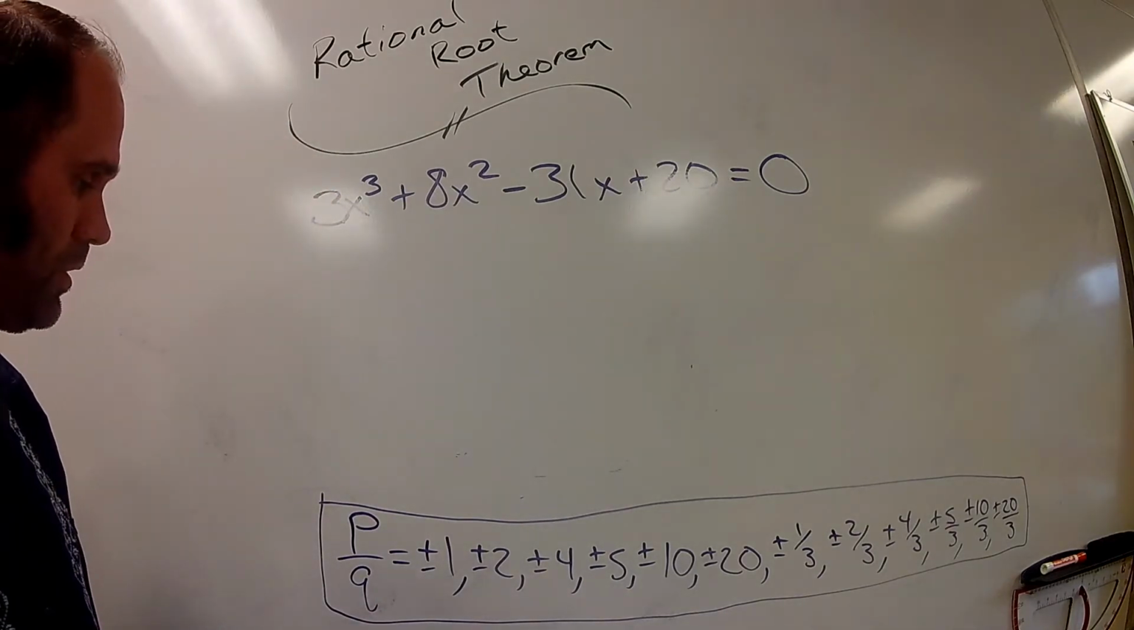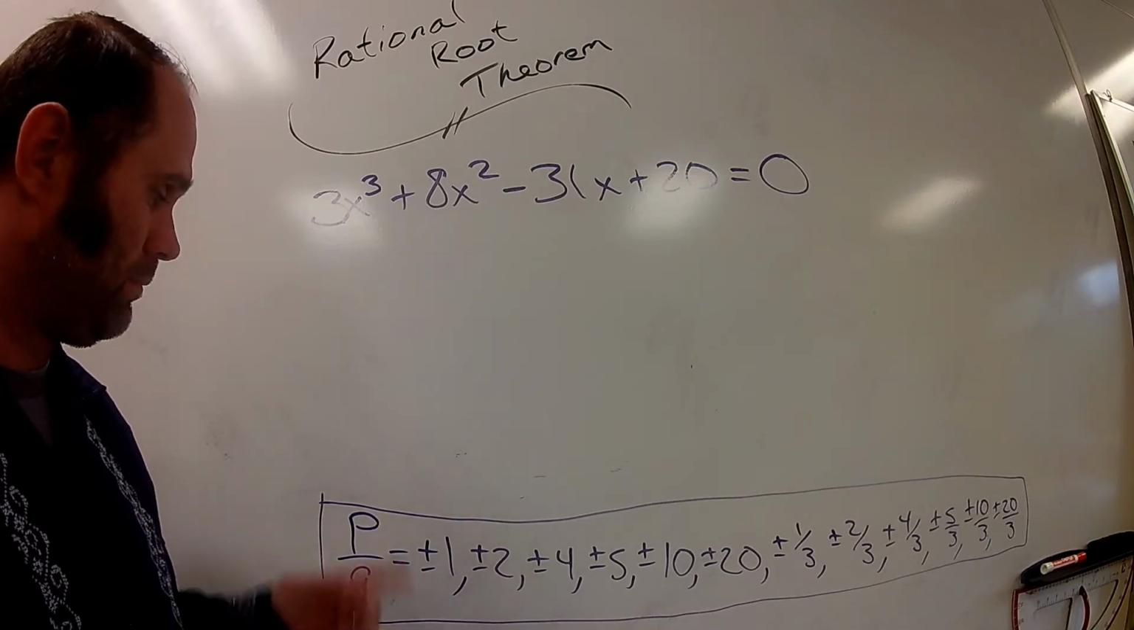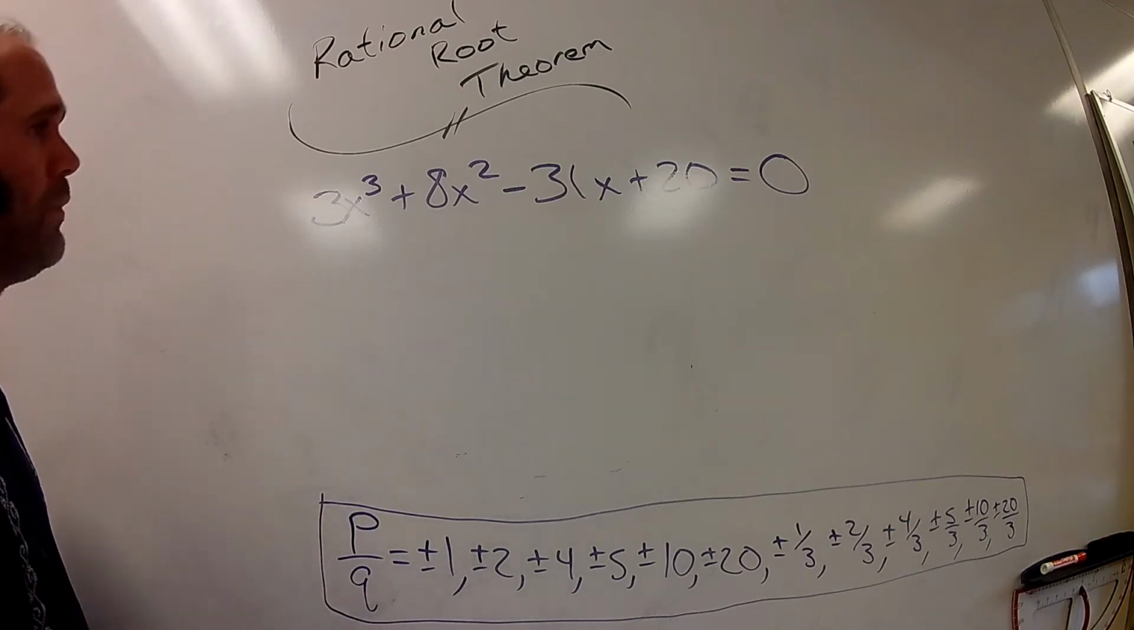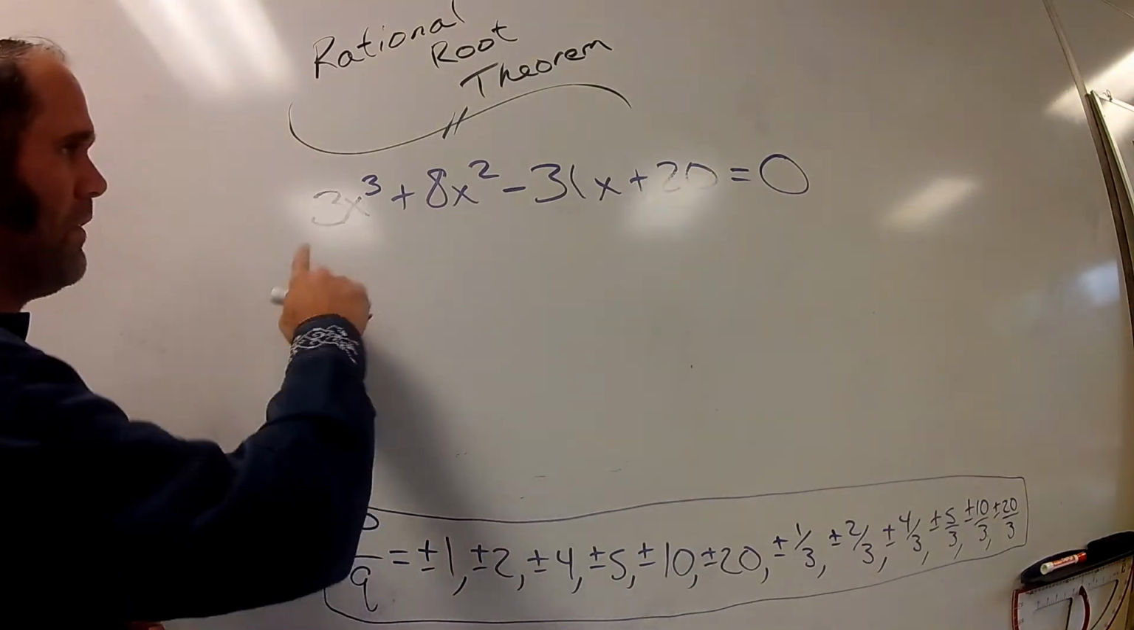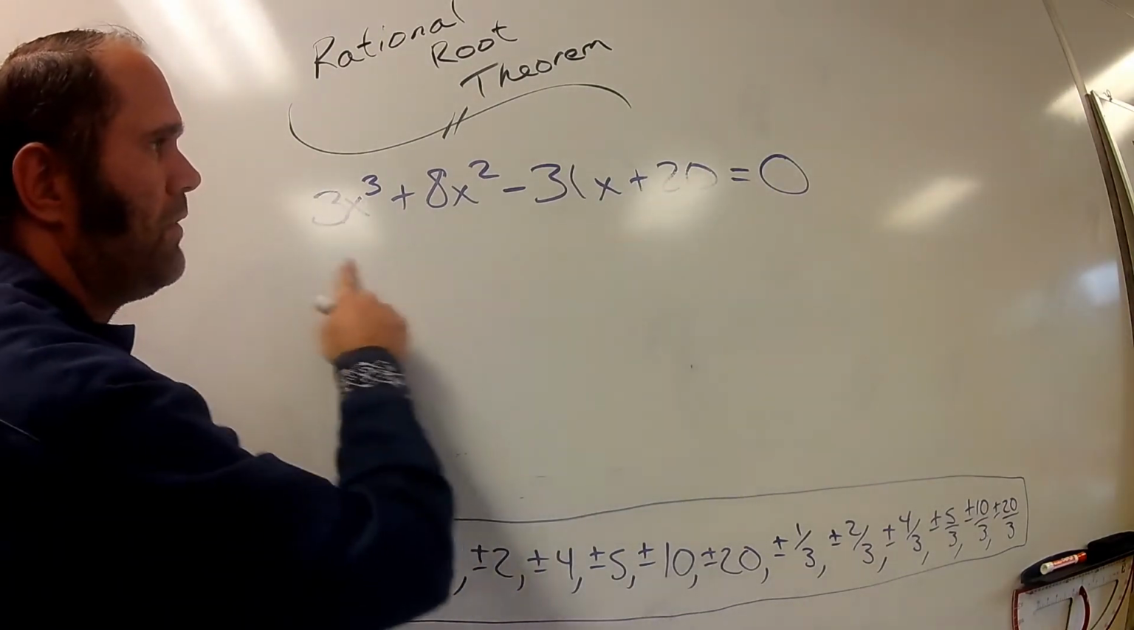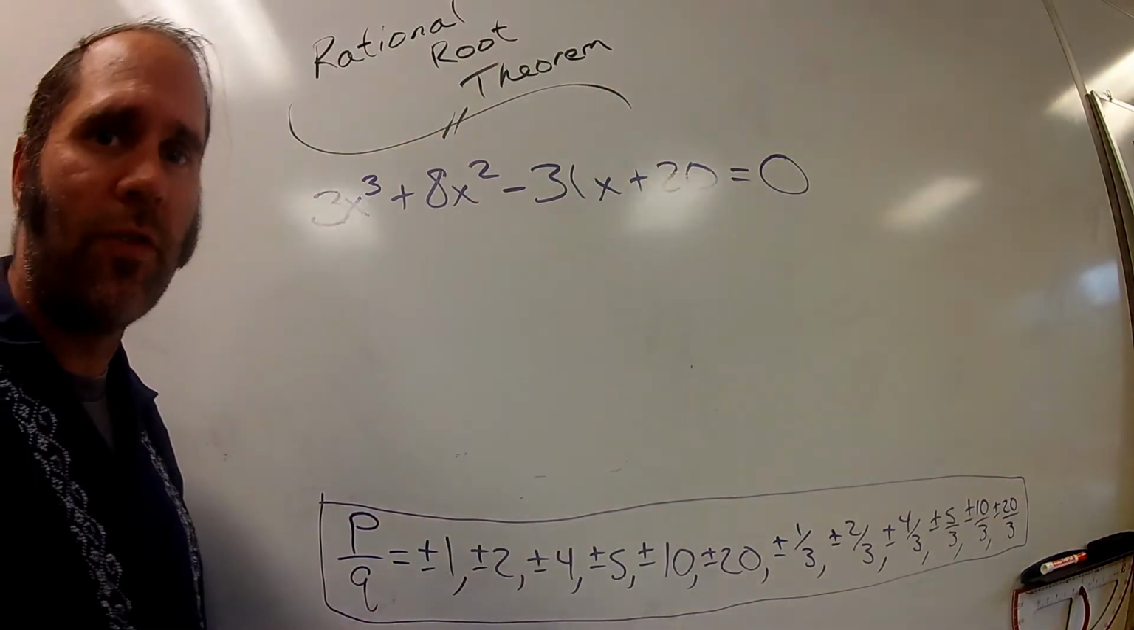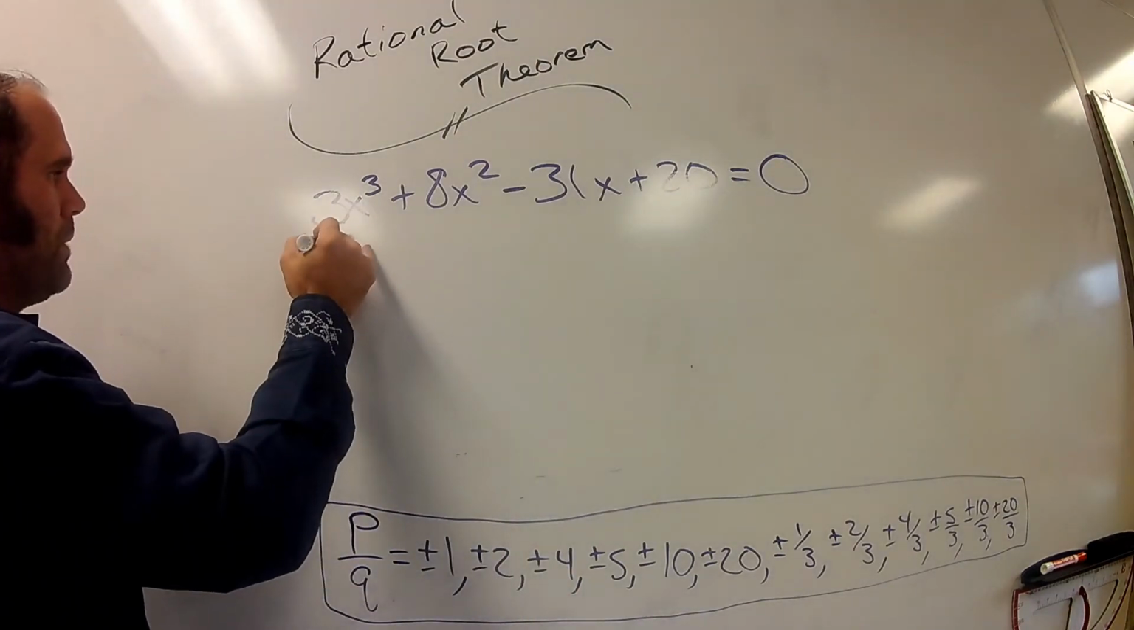So the first tested number will be 1. We'll just try 1 and see if we can get this equal to 0. If, when we plug 1 in for x, this equals 0, then we are set. So that would be a really nice thing.